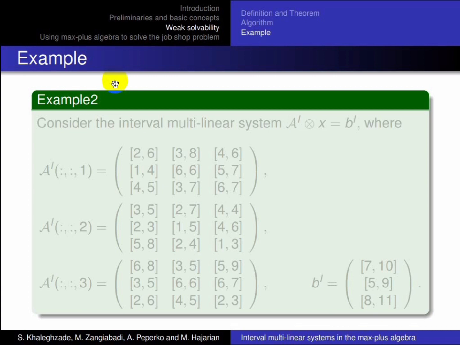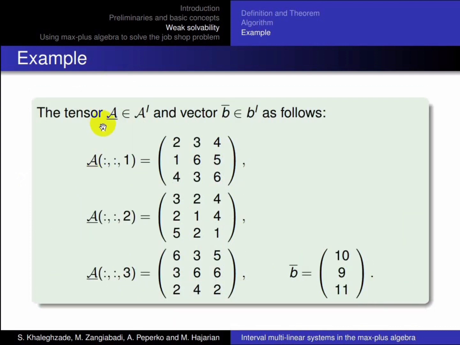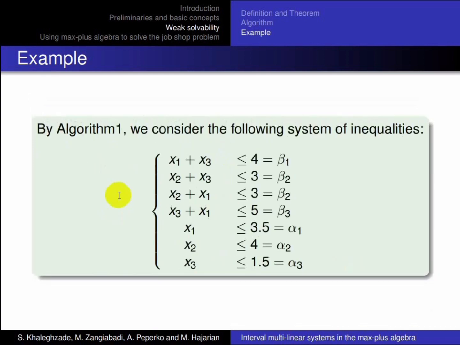Now in example 2, we explain how to compute the integers of the canonical tensor. Consider the interval multilinear system, whose interval tensor and interval vector are of this form, and so the lower bound of the interval tensor and upper bound of the interval vector are as follows. By algorithm 1, we consider this inequality system. We explain how to solve this inequality system by algorithm 2.